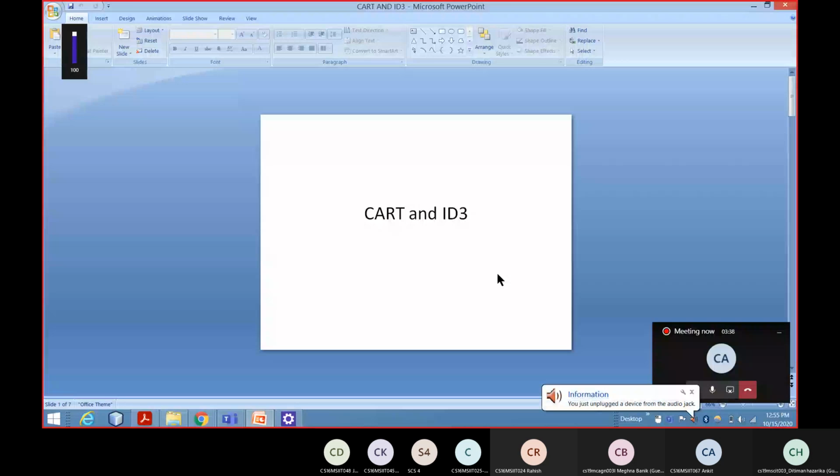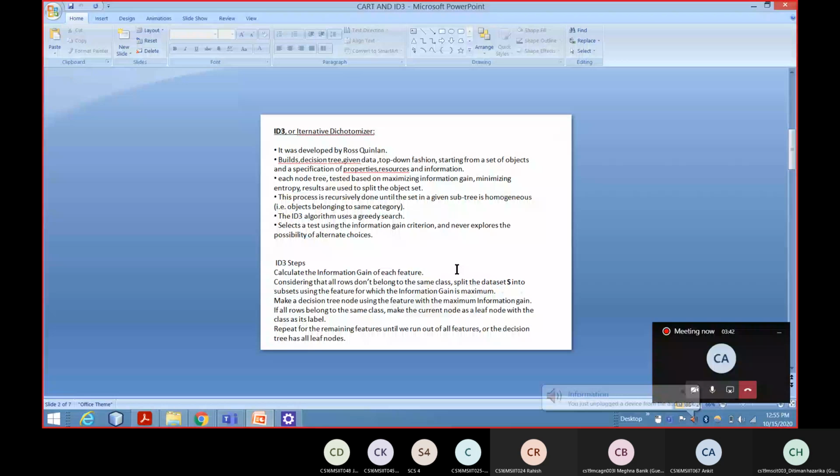Okay, so today I'll be presenting about the CART and ID3 algorithms. So basically, what is CART? First I will begin with the ID3 algorithm, that is Iterative Dichotomizer. It was developed by Ross Quinlan. It builds the decision tree on a given dataset in a top-down fashion, starting from a set of objects and the specifications of properties, resources, and information.